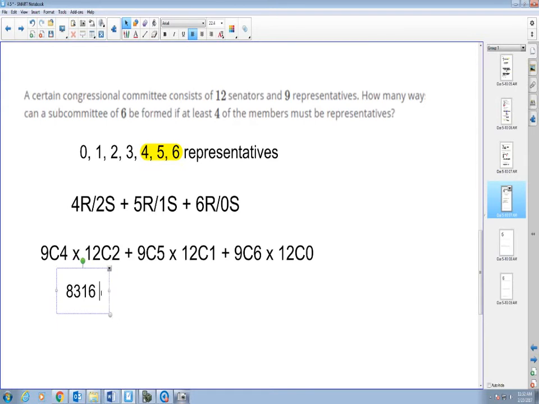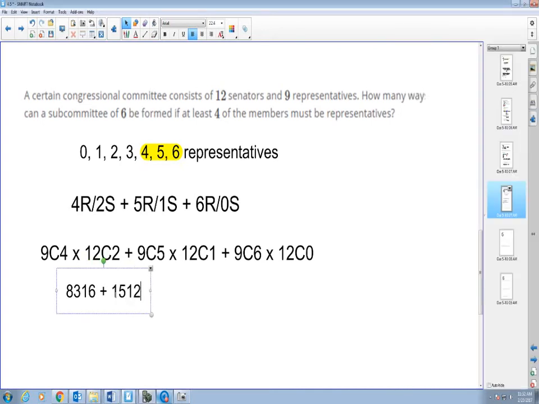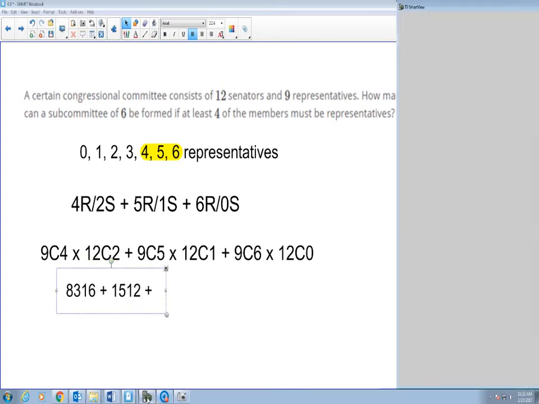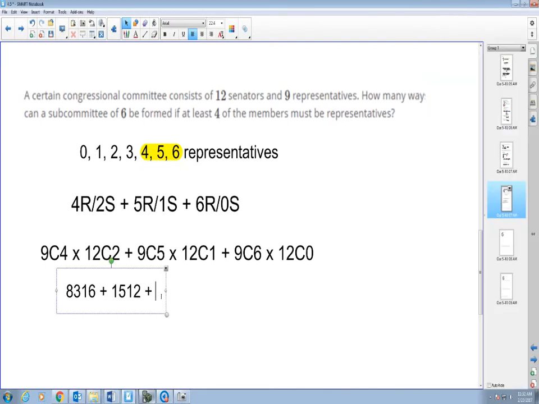plus 9 choosing 5. So I'm going to come over here and the second entry, choosing, making the 4 to a 5, and making that last 2 to be a 1. That gives me 1512 different ways, plus 9 choosing 6, and the last one is 0. Tallest integer choosing none of them, 84 ways.